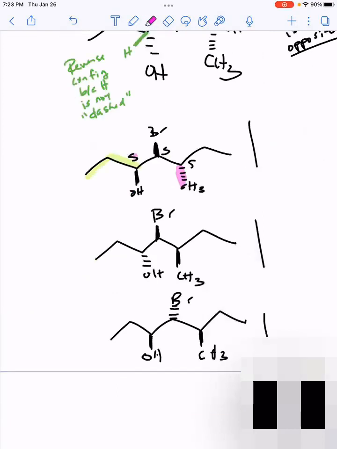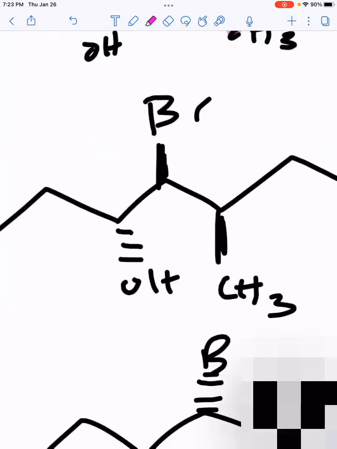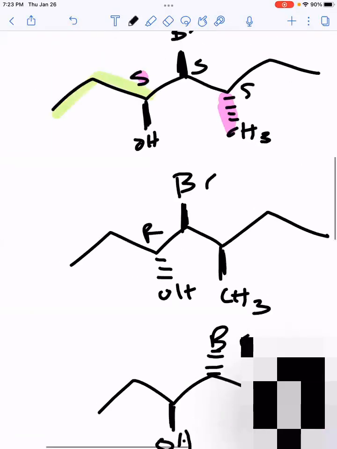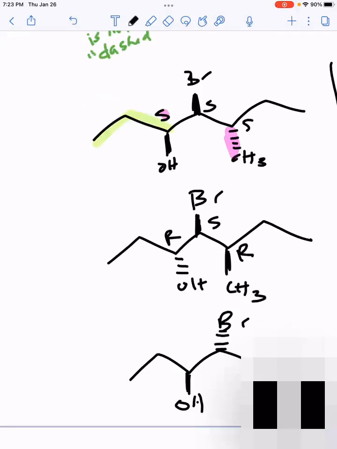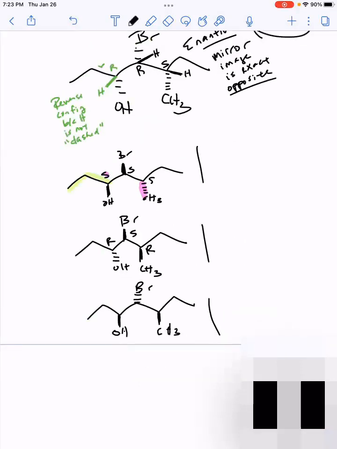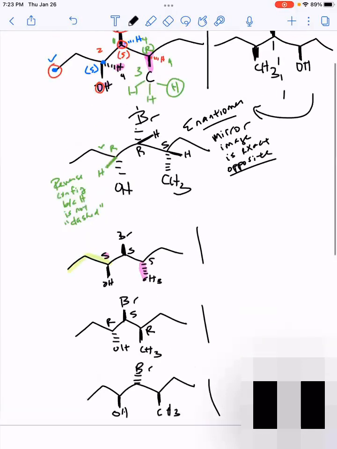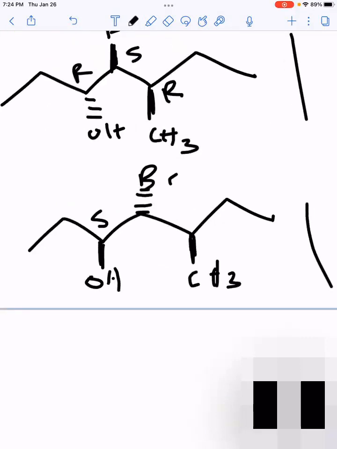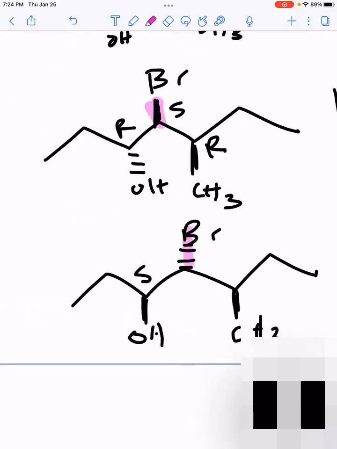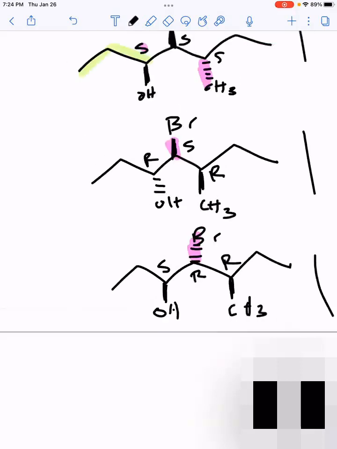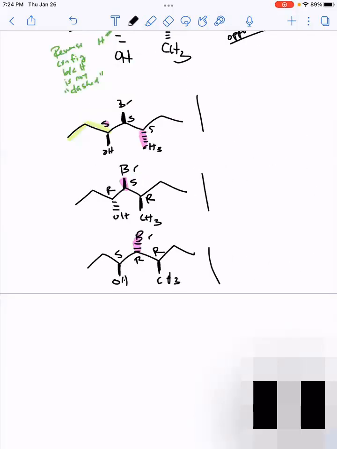If this is S and that's on a wedge, what would it be here if it's on a dash? R. That's R. This doesn't change. That's still S. And then this is R. And what about the bottom one? The bottom one is S. And then notice now here the bromine is different, so that's going to be the opposite. So that's R, and then this is also R. Once you know the configurations of each stereocenter for a set of stereoisomers, you can just extrapolate it. If any one of them changes, you know that it's the opposite of what you started with.